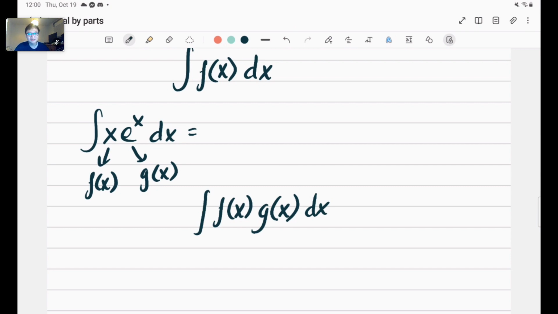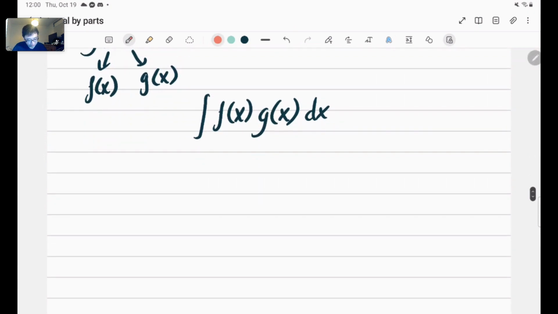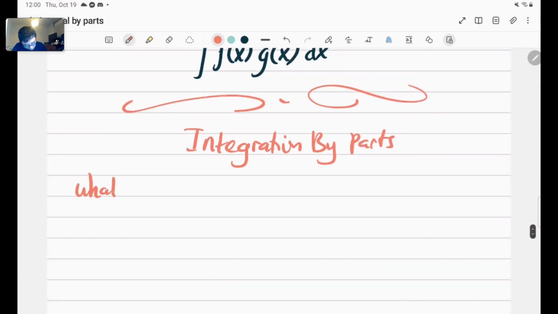So today I'm going to introduce you to a technique to solve this one. I think there is more than one technique to solve it, but the one I'm going to introduce today is something called integration by parts. So let's start with a question: what is integration by parts?